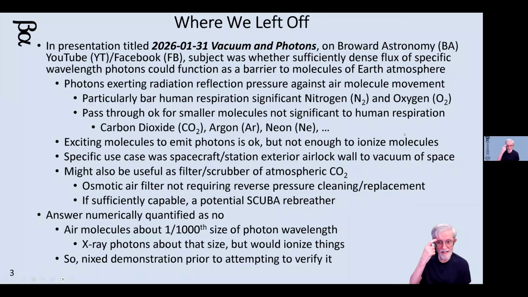So like I said, back at the end of January, I did vacuum and photons. It's on the Broward Astronomy site, and you can pick it up off of Facebook or YouTube. Maybe if we can use photons to push back on molecules in the air, then that can act as a barrier for a spacecraft or a space station, kind of like an airlock. If that doesn't work, then maybe it's just a CO2 scrubber that doesn't require any cleaning or replacement. Maybe as a scuba rebreather. So those were all, if it works, things we could do.